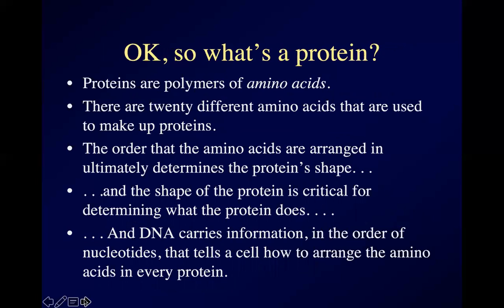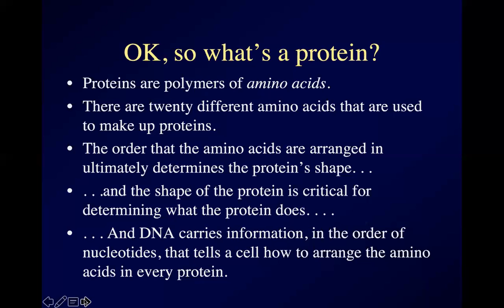There's actually many thousands of amino acids, but there's only 20 that are used to build proteins. Here's where we're getting at this. The order that you put the amino acids in determines the shape of the protein.